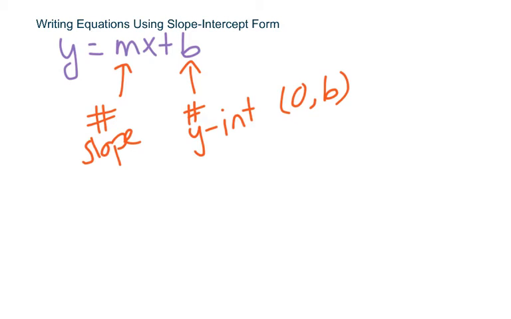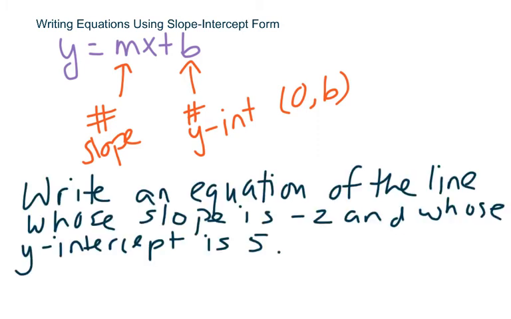So the most simple version of this kind of problem that you could see is if somebody just tells you this is the slope and this is the y-intercept, write the equation. If that's the version of the problem that you get, then you would just take whatever number they told you was the slope and plug it in for the m, and whatever number they tell you is the y-intercept and plug it in for the b. So for example, write an equation of the line whose slope is -2 and whose y-intercept is 5.